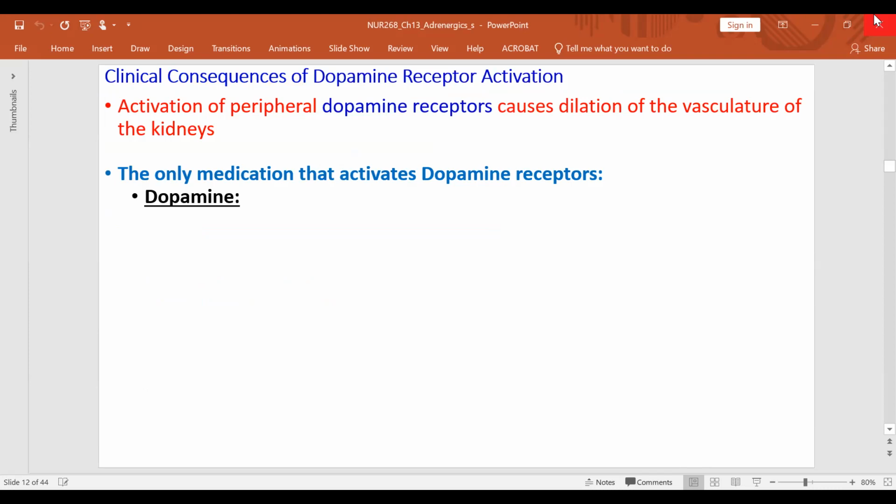Dopamine, clinical consequences of dopamine receptor activation. Activation of the peripheral dopamine receptors causes dilatation of the vasculature of the kidneys. So it will result in more kidney perfusion, in other words, the kidney perfusion will be enhanced. Dopamine would be the only medication that activates dopamine receptors, so dopamine can treat patients with shock. It may also activate beta 1 receptors to enhance cardiac performance.